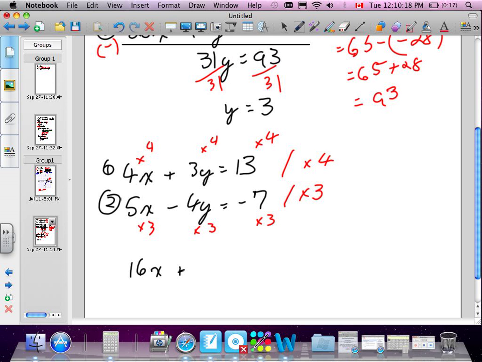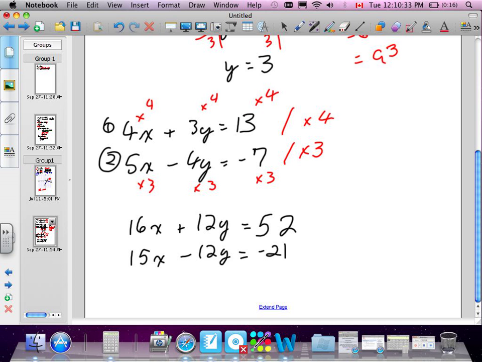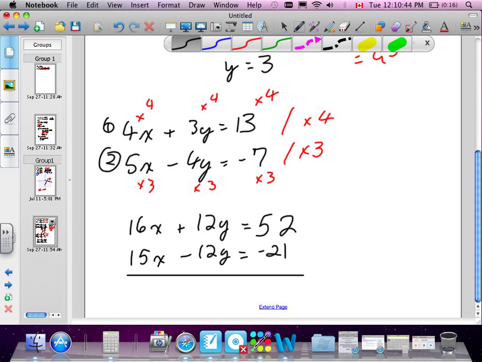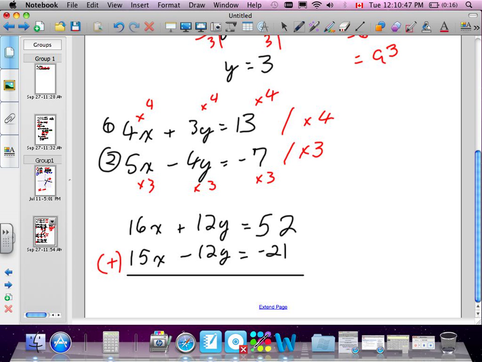And our two new equations read 16x plus 12y equals 52, and 15x minus 12y is equal to negative 21. Now our coefficients have the same unit value. They're both 12. But instead of subtracting to eliminate, what do I need to do to eliminate these two? I need to add them because one is positive and one is negative.